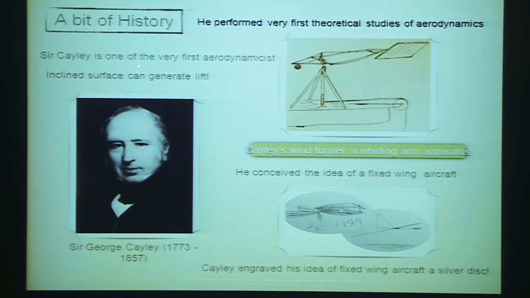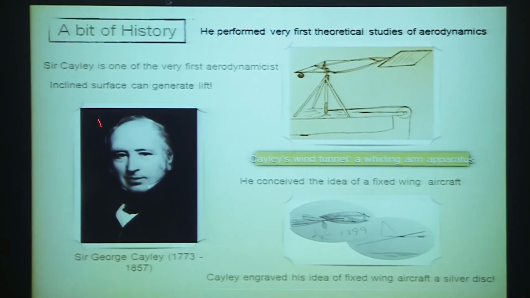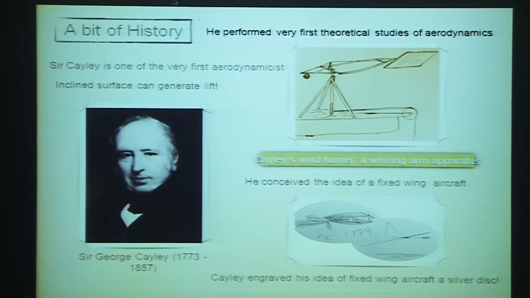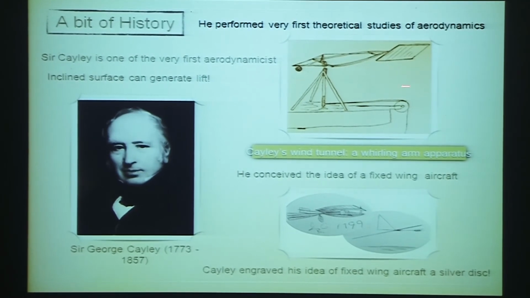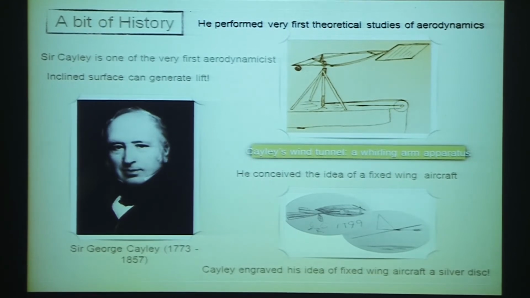Cayley is one of the very first aerodynamicists, and he was the person who pointed out that inclined surfaces when moved through air can generate lift, aerodynamic lift. He performed theoretical and experimental studies on aerodynamics. He made what is called a whirling arm apparatus. It is the prototype of today's wind tunnel.